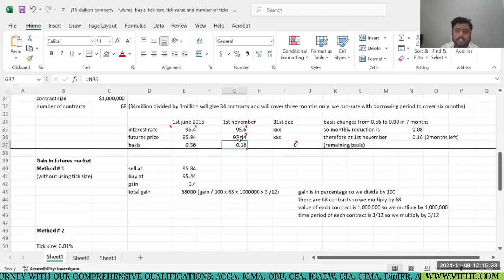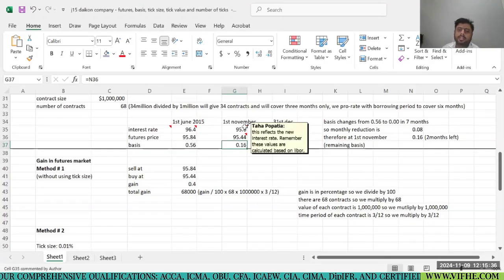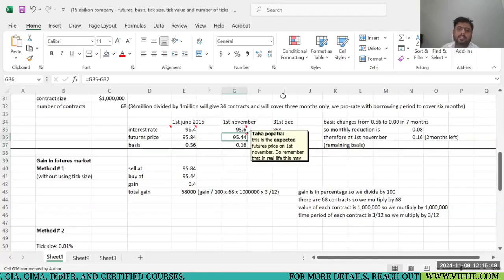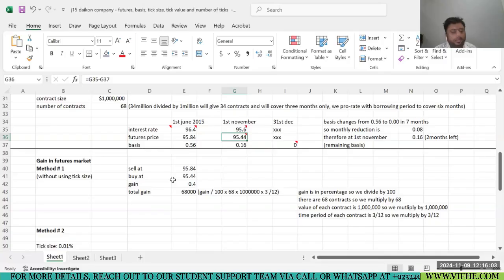So you proportionate it and you simply calculate. This reflects the new interest rate. If interest rates go up by 0.8%, 3.6 will convert into 4.4. So 100 minus 4.4 is 95.6. This is the unexpired basis and this is obtained as a balancing figure. This is the expected future price on 1st November. Do remember that in real life this may differ. Okay, all good till now? This is the same table that we have made several times previously as well. Those who have actually completed the lessons may know that this is how we do things.